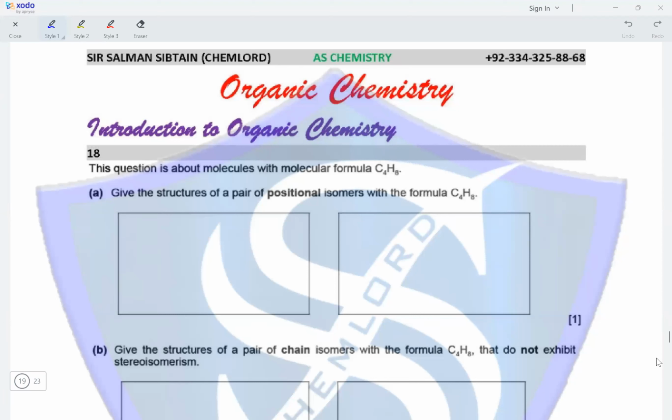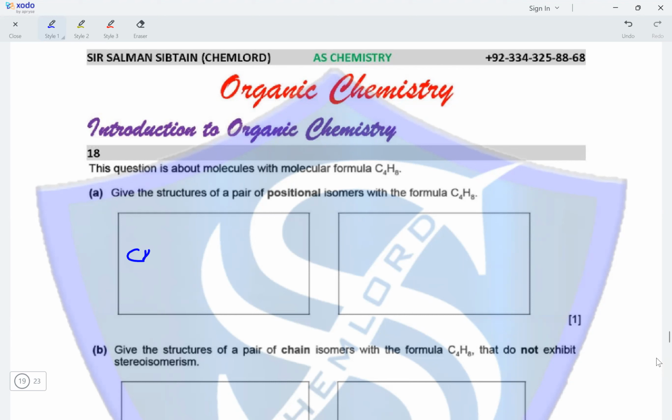Question 18. This question is about molecules with molecular formula C4H8. Give the structures of a pair of positional isomers with the formula C4H8. So positional isomers means the position of the functional group is different. C4H8 is the molecular formula of an alkene, so a double bond is present. So we can have the double bond present between the first and the second carbon atom.